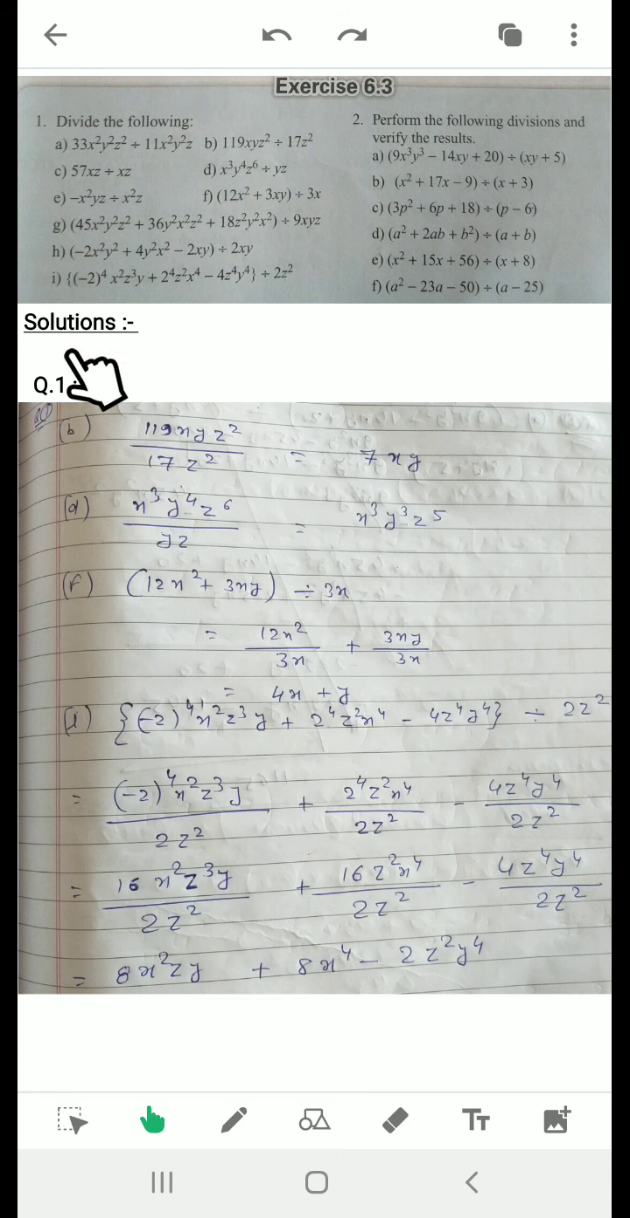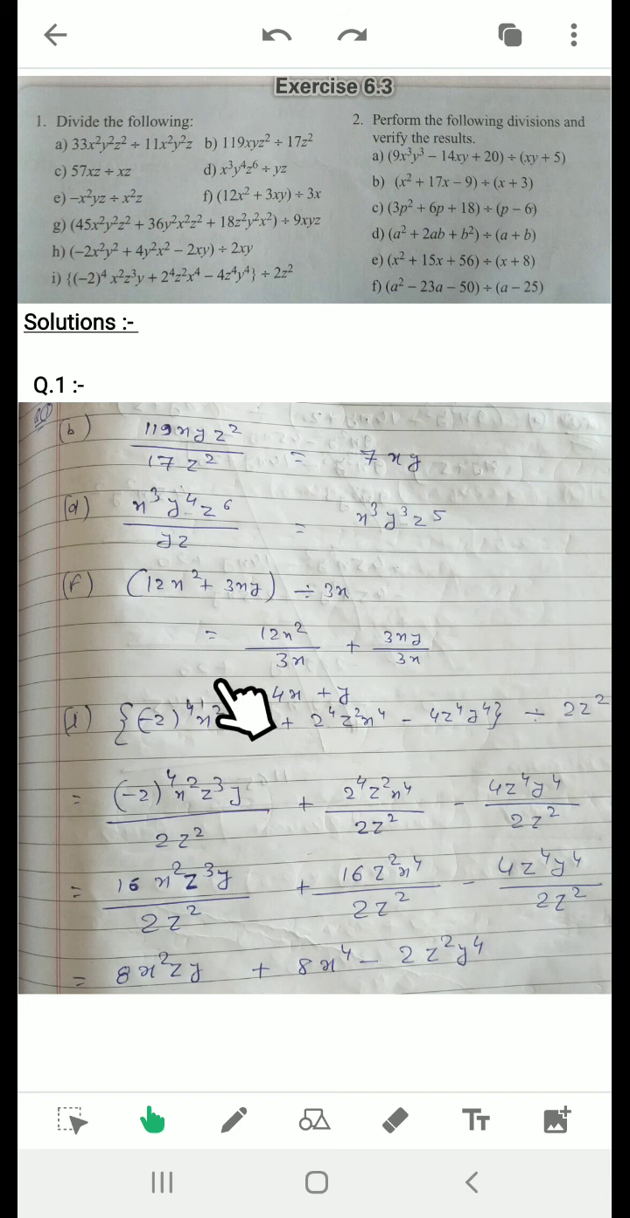Next question is minus 2 power 4 x square z cube y plus 2 power 4 z square x4 minus 4z4 y4, divided by 2z square. This is the case of a trinomial divided by monomial. So how to divide? First of all, I will divide all these three terms by this single term. So minus 2 power 4 x square z cube y divided by 2z square, 2 power 4 z square x4 divided by 2z square, and 4z4 y4 divided by 2z square.